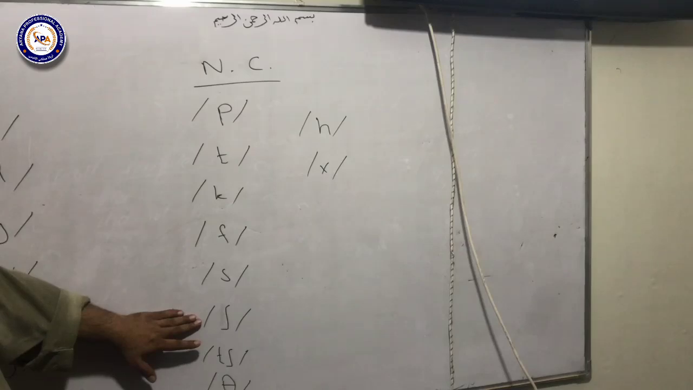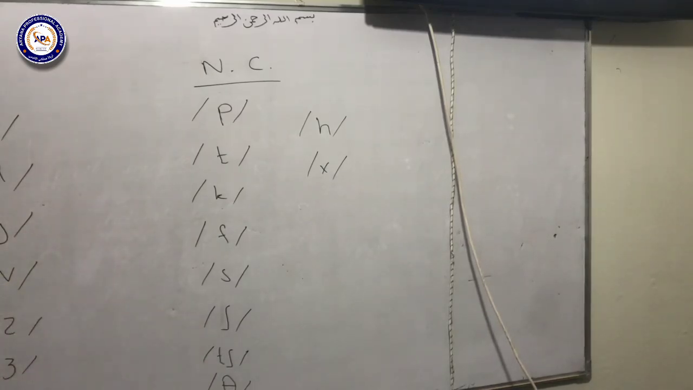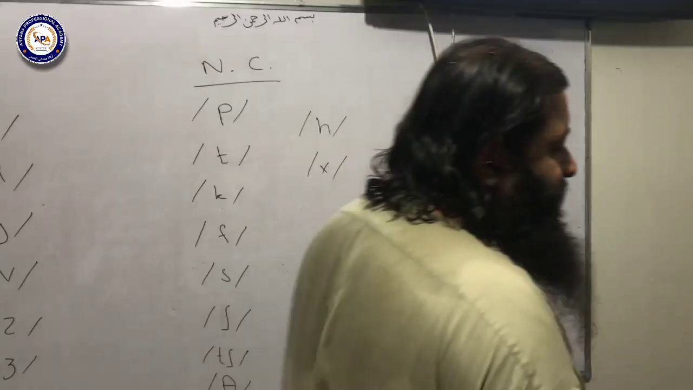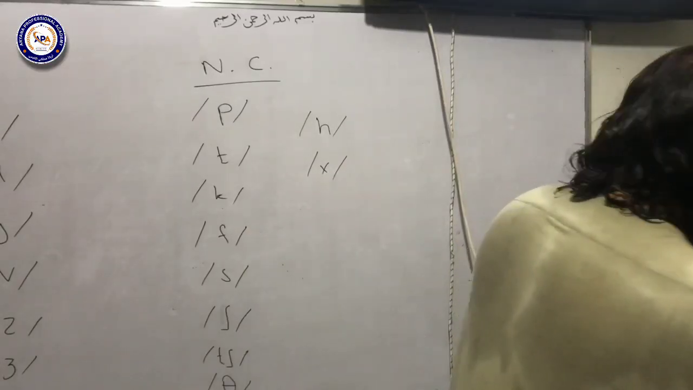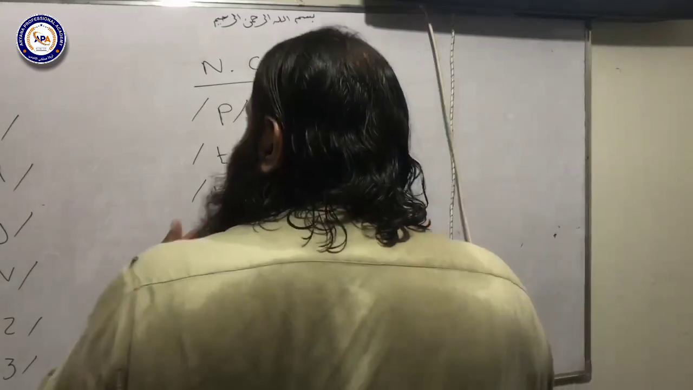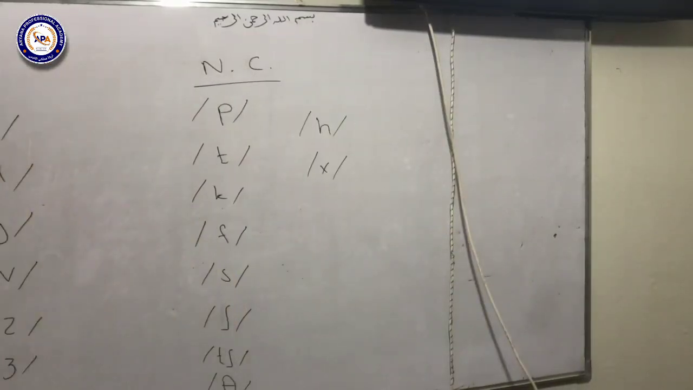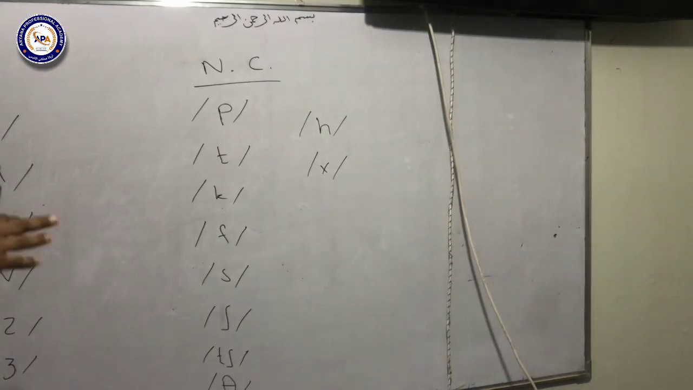Voiceless, repeat. Shh, shh. You feel nothing. Now repeat. Zzz, zzz. You feel vibration. Like a mobile phone is on vibration mode. But here, silent mode, no vibration. So here we proved that we have two types of consonants, 15 voiced and 10 voiceless.